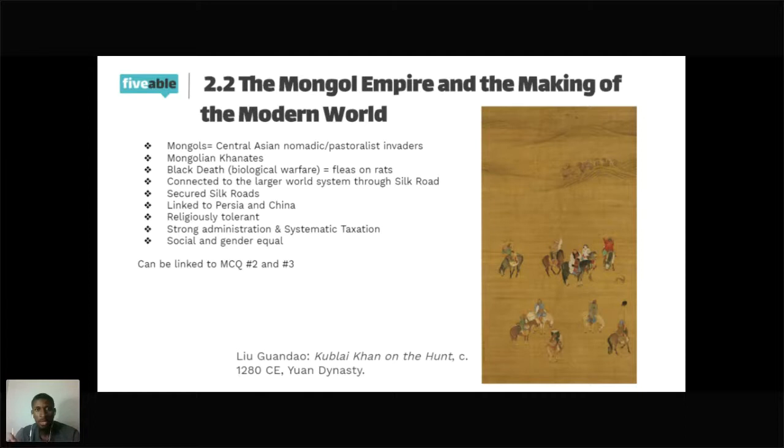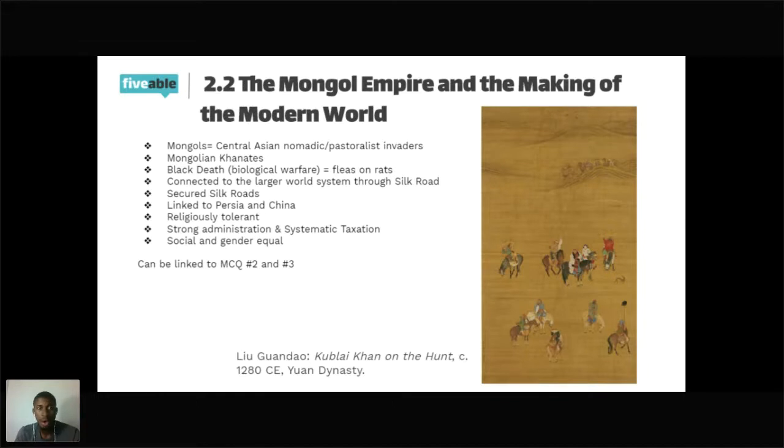Next, I want to talk about the Black Death and how it played a role in the Mongolian Empire, mainly because they used it as a form of biological warfare by catapulting it over walls into other territories, which led to the spread of the Black Death. Along with the Silk Roads, the Mongolian Empire was a major factor in the spreading of the Black Death.